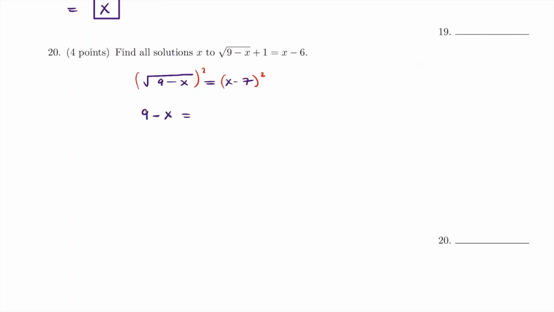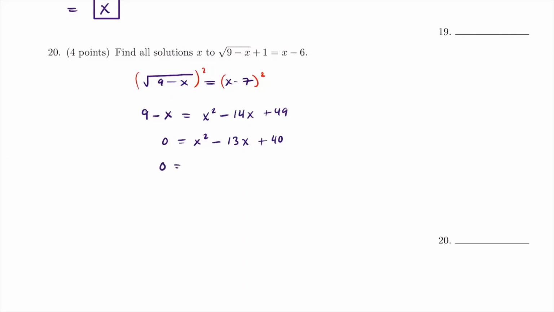On the right side, we expand. So we have x squared minus 14x plus 49. Since it's a quadratic, let's move everything to the right-hand side. So we can add x to both sides and minus 9. So you have x squared minus 13x, adding x, and then minus 9, so plus 40. And now we try to factor this.